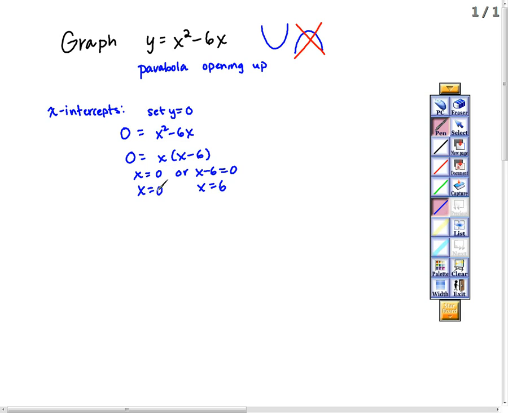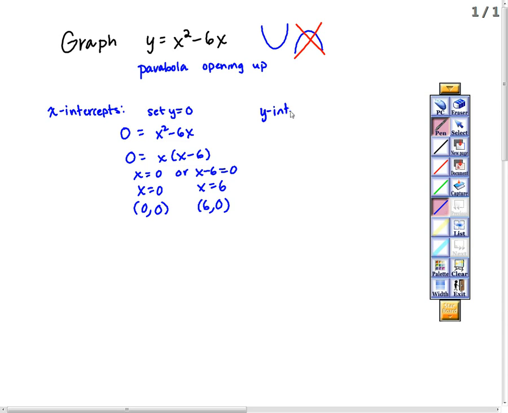Now, notice x equals 0 is not an intercept by itself, because if we were to graph x equals 0, that's a vertical line. x equals 6, again, is a vertical line. So your intercepts are points: we know the x value was 0 and the y value was 0, that's how we got this, so (0, 0). Here, the x value is 6 and the y value is 0. So we have two x-intercepts: (0, 0) and (6, 0).